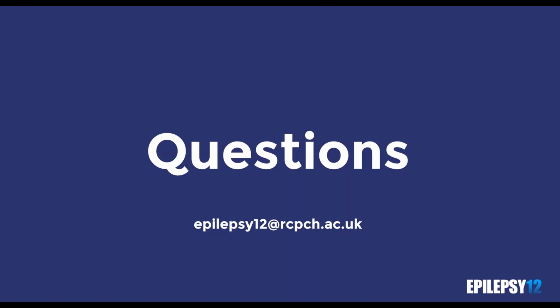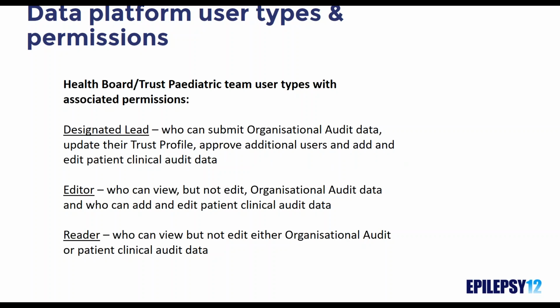I will take over now and describe to you the data platform user types and the process of registering patients via the Epilepsy12 data platform. So let's have a look at the data platform user types and permissions. Patient identifiable data will be processed through the Epilepsy12 data platform, and so we need to ensure that good governance and security is paramount. Each health board, trust and EEG service that signed up to participate in the Epilepsy12 audit had to do so via a designated lead, and with the approval also of its Caldecott guardian. Furthermore, anyone given user access to the system has to be approved by their respective designated lead.